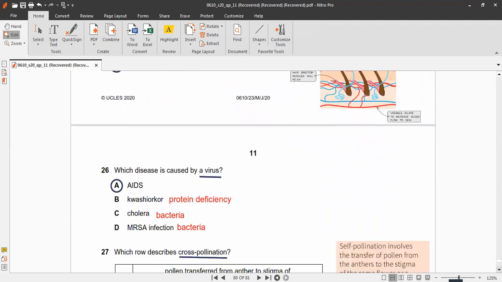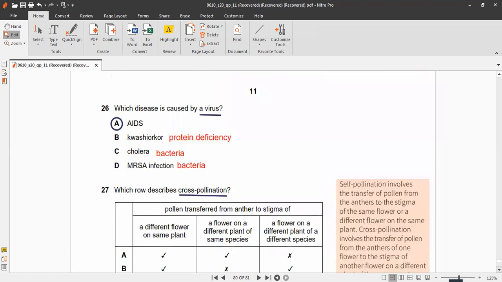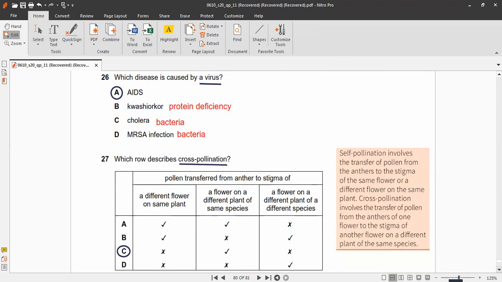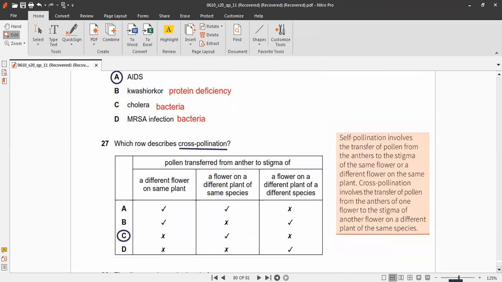Which disease is caused by a virus? Yes, AIDS, because kwashiorkor is caused by protein deficiency, and cholera and MRSA infection are caused by bacteria. Which one describes cross-pollination? Cross-pollination means transfer of pollen from the anther of one flower to the stigma of another flower on a different plant but of the same species. So the correct answer is C. A flower on a plant, pollen transferred from anther to the stigma of a flower on a different plant but the same species. So the correct answer is C.